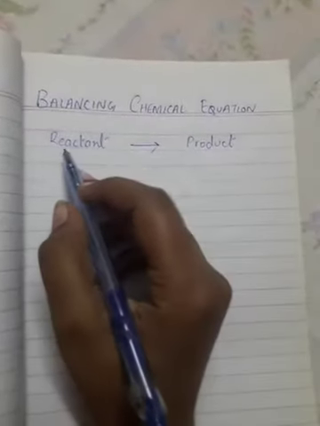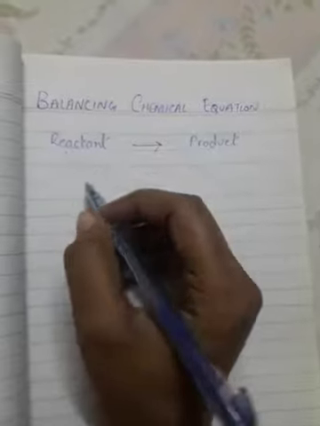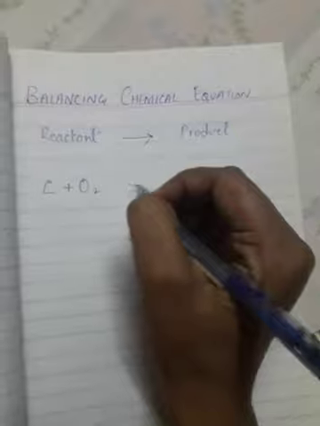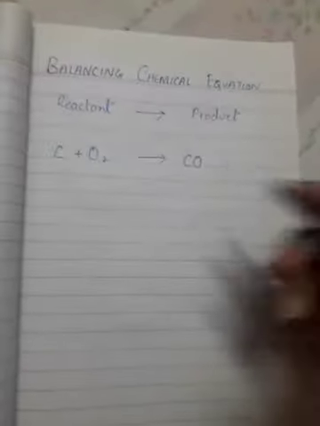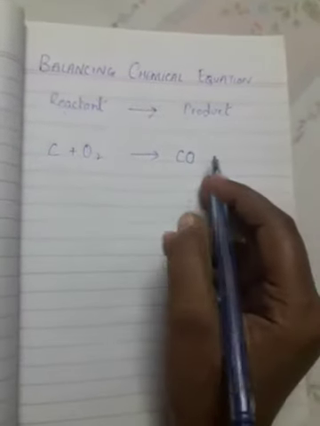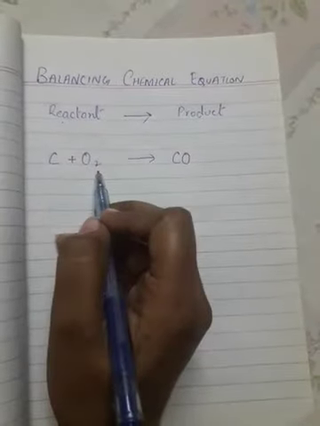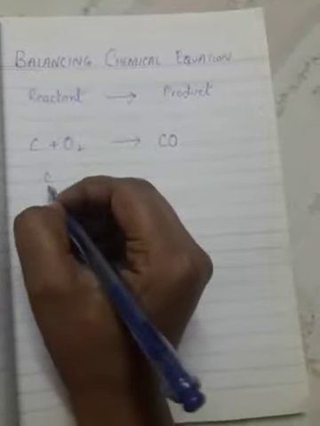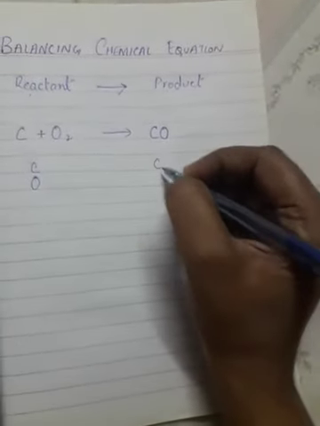Now I will tell you how to balance a chemical equation. Let's suppose an example of an equation like C plus O2 gives CO. Carbon and oxygen combine to form carbon monoxide. For this equation, how will you balance it? First of all, you have to look at the reactant side. There are two elements at the reactant side, that is carbon and oxygen. Similarly, at the product side, there are also two elements, that is carbon and oxygen.